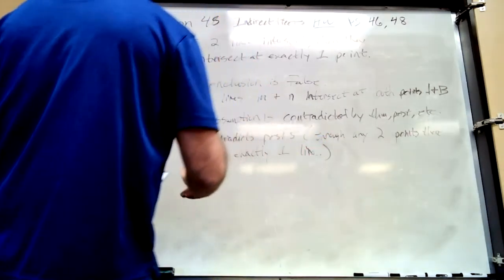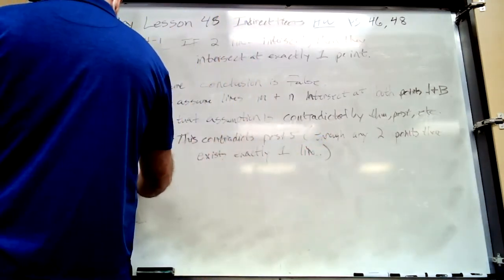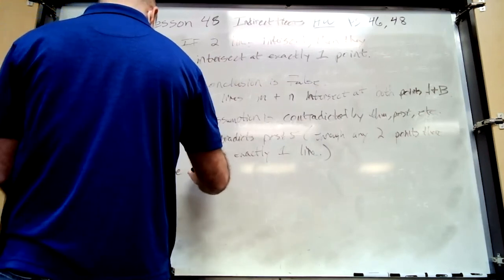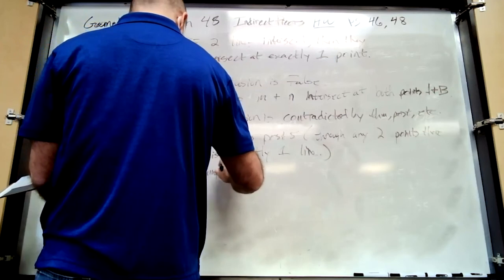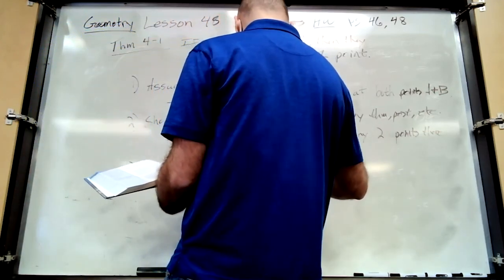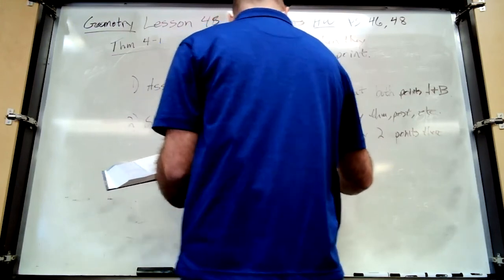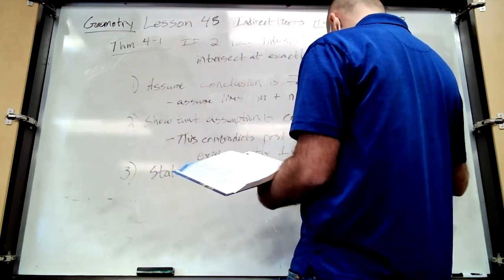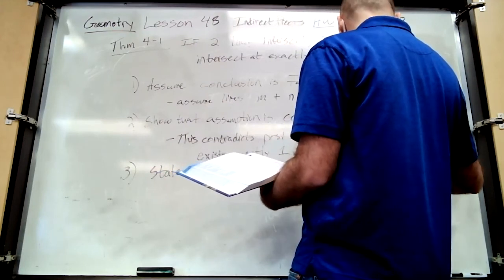So that's step 3, state the assumption must be false. So contradiction, so the conclusion must be true.